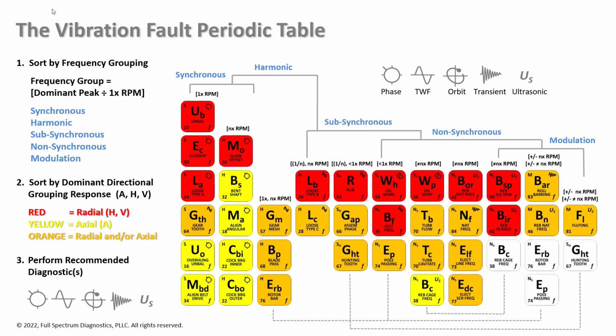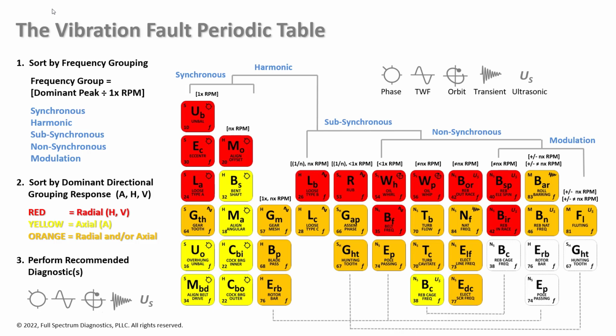Today we're going to look at the vibration fault periodic table. The periodic table is a logical visual mapping system to understanding vibration as more of a systems thinking. We start with the full table, 35 common rotating machinery faults.